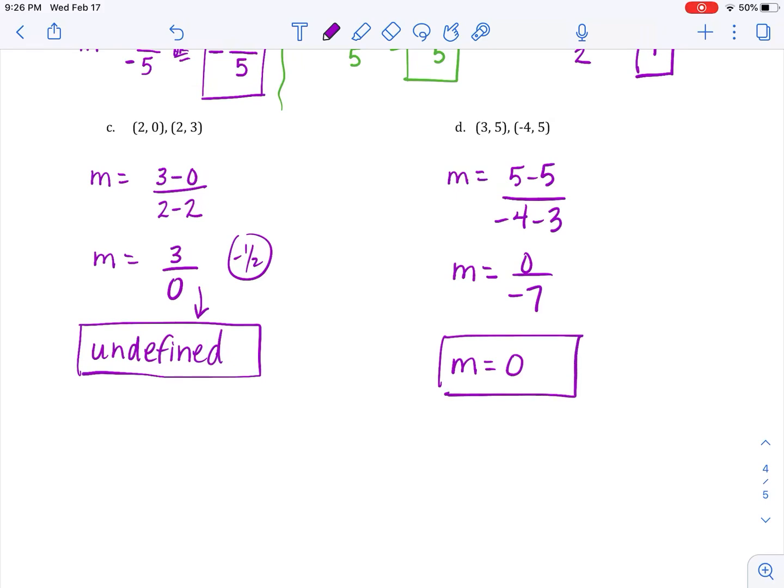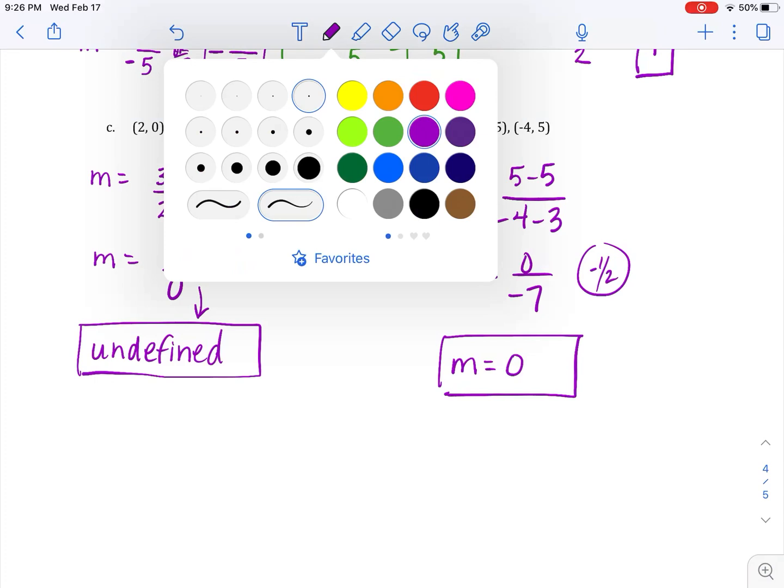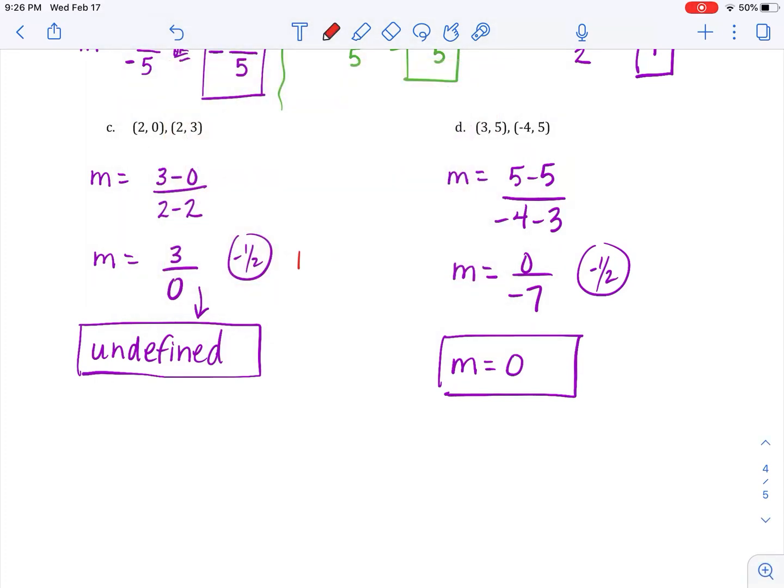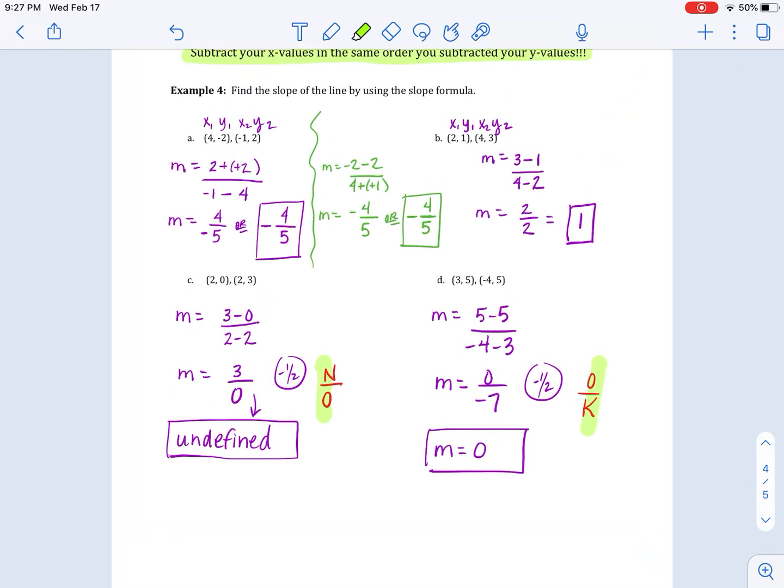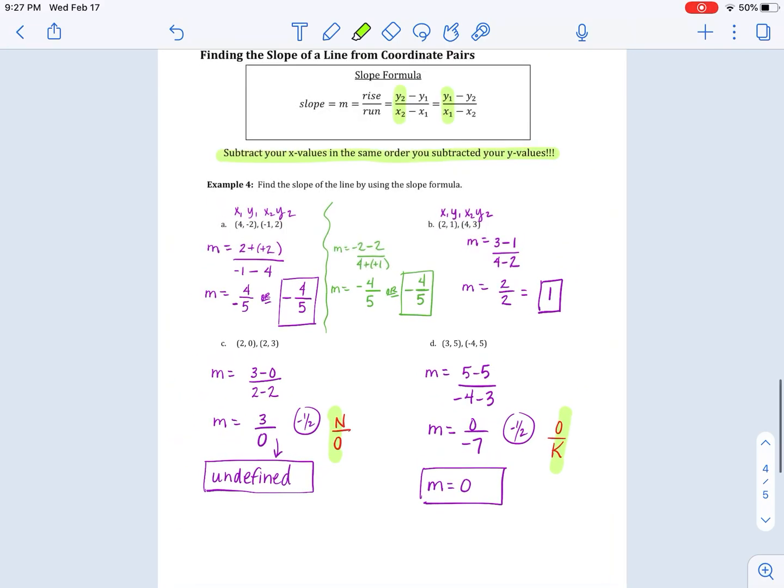And again, if you leave it as 0 over negative 7, I'm going to take off half a point because you didn't simplify your fraction. So this is the spot where a lot of people get confused. They mix up the word undefined and 0. So one way to remember it is that it is a no-no, N-O, to have a 0 on the bottom. That's what makes it undefined. And it is absolutely okay to have a 0 on the top. That's what makes it 0. So it might be a little trick that helps you remember which one's undefined and which one is just a 0. Hopefully that helps.